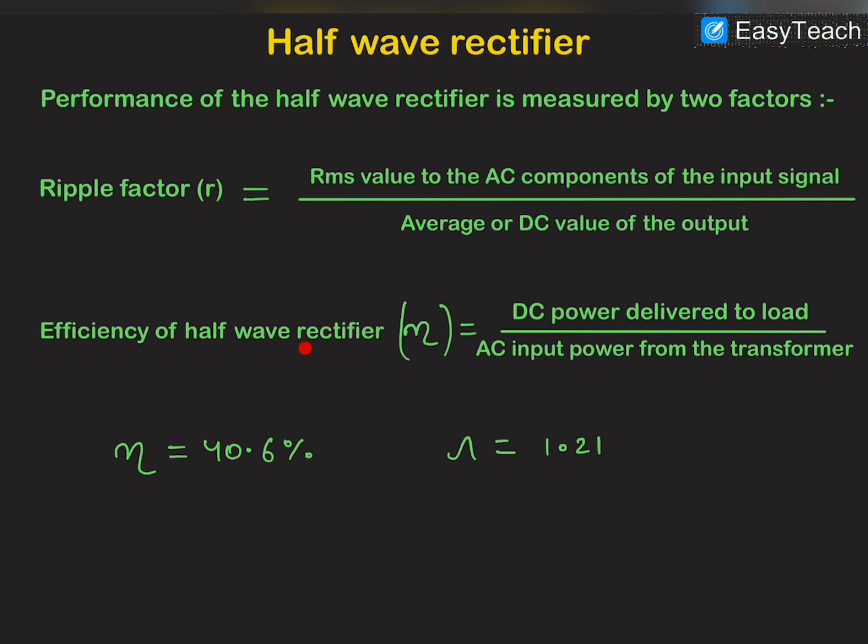The efficiency of a half wave rectifier is the DC power delivered to the load upon the AC input power from the transformer. This is the efficiency, and for half wave rectifier, efficiency is 40.6%. So you just need to remember these two data. In the next video we will be discussing the full wave rectifier.